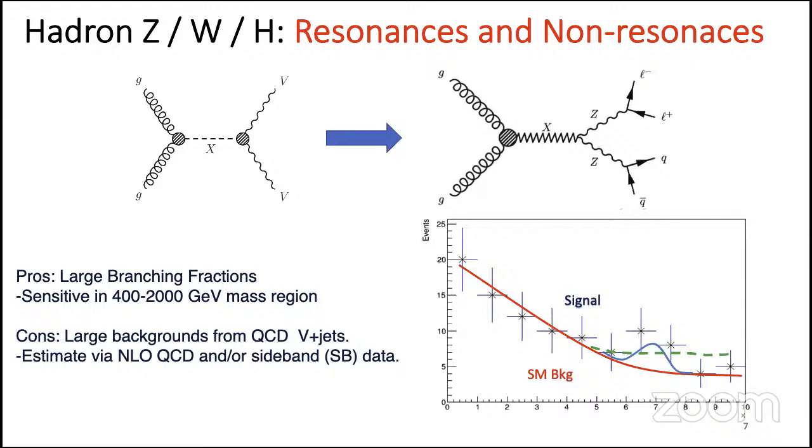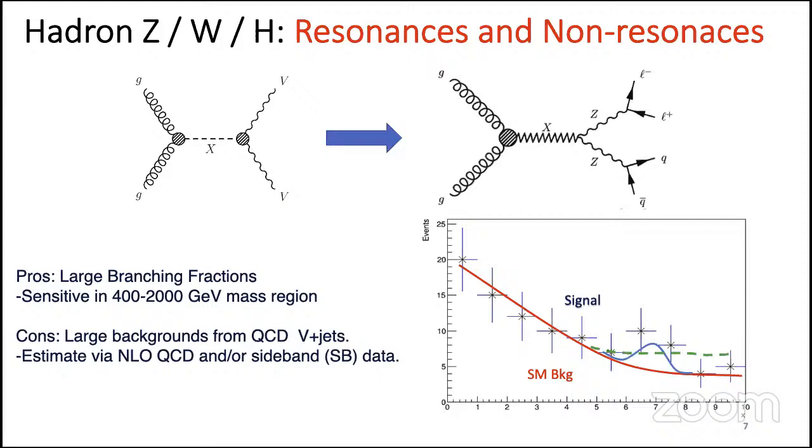We are interested in diboson analysis when one boson decays to leptons and the other part is a hadronic decay, decaying into two quarks. These processes have large branching fractions and they are sensitive in a small mass region from 400 GeV to 2000 GeV.